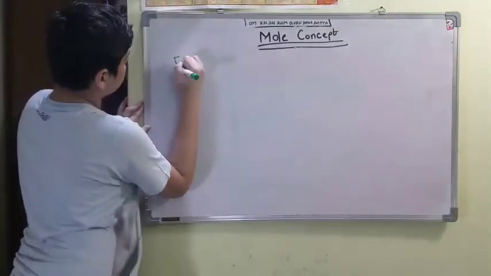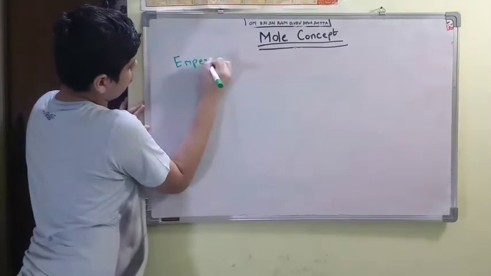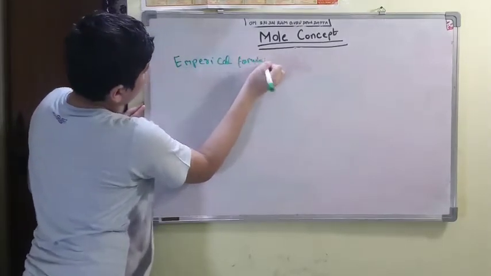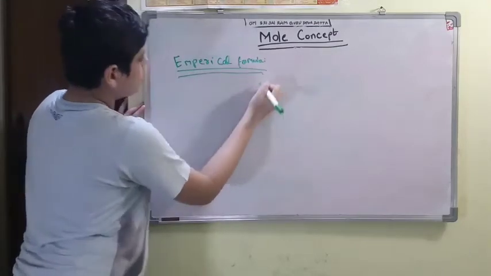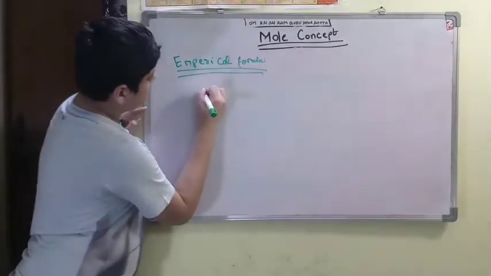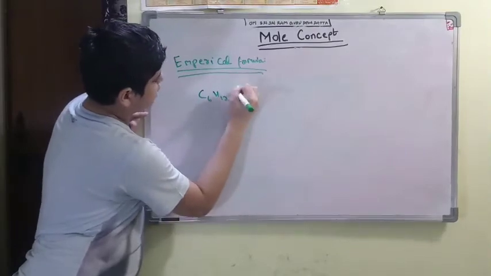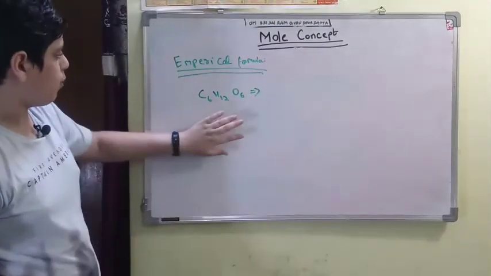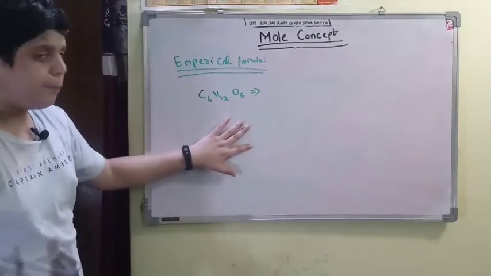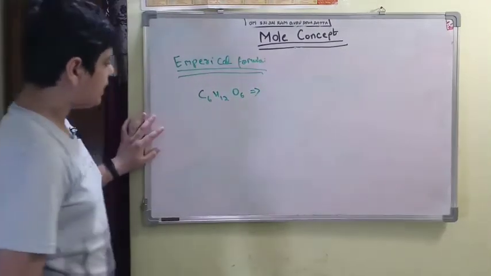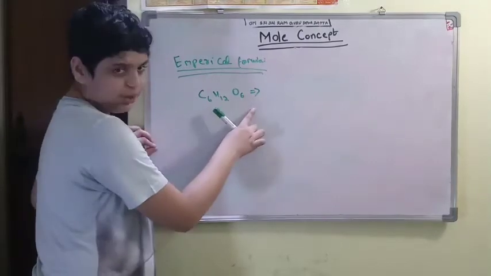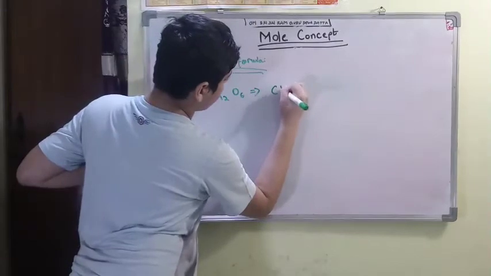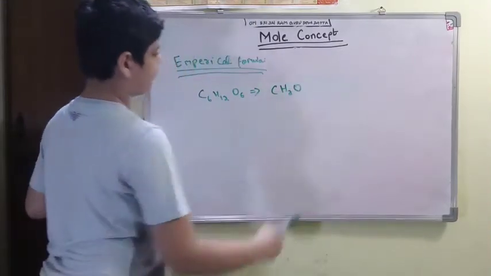Now, empirical formula. So what is empirical formula? I will show you with an example. Let us take a compound C6H12O6. This is glucose. Here the molecular formula is C6H12O6, but in empirical formula you need to take the ratio: 6:12:6 is equal to 1:2:1. So the empirical formula will be CH2O.